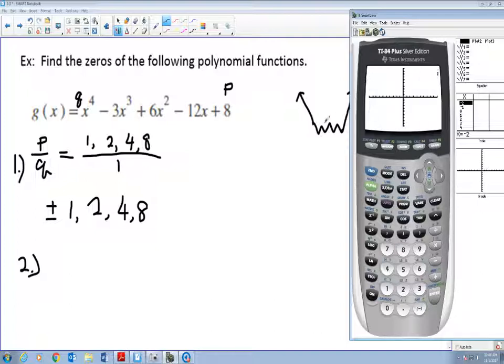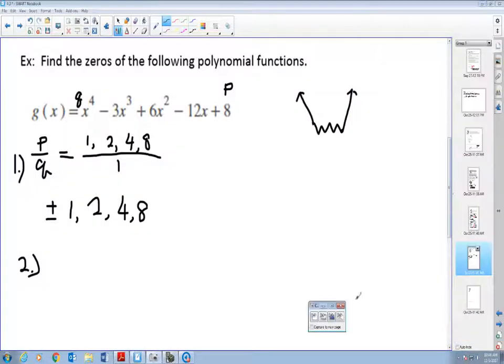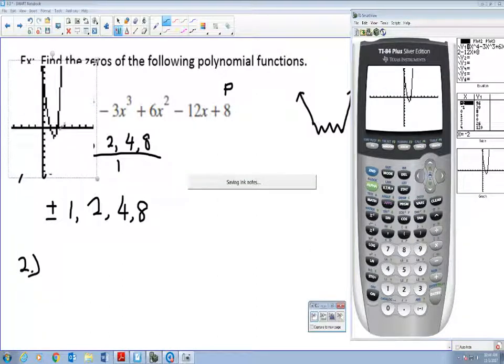So remember now, the left side and the right side will both go up. They'll be right here. Just by looking at the graphing calculator, it appears that I crossed over the x-axis twice. So my multiplicities are 1 and 1.